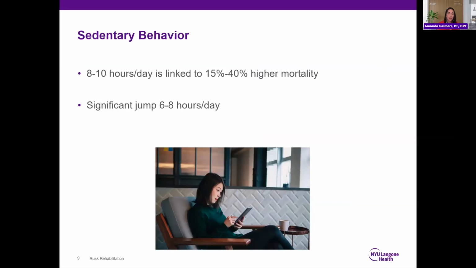As I mentioned, right now, current information is most adults spend approximately 8 hours of sedentary time. And when they look at that link to mortality, it does seem to increase with the additional hours after that. And what they find is that there's a significant jump when we go from, let's say, 5 to 7 hours to something like 6 to 8 hours.